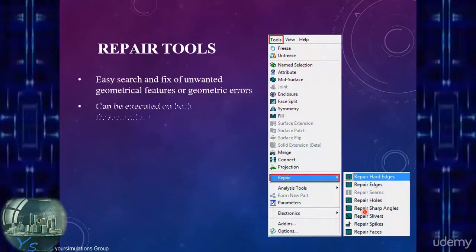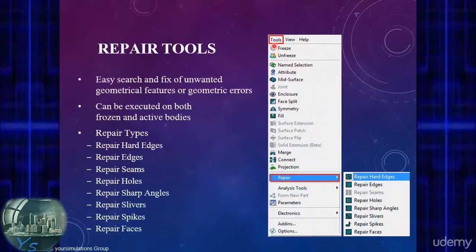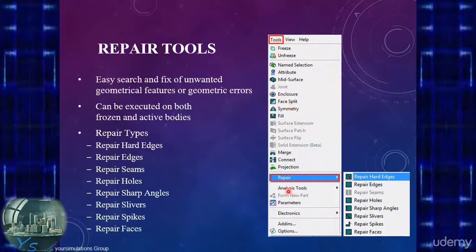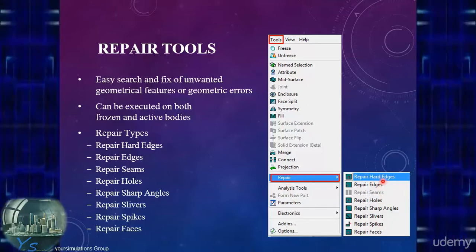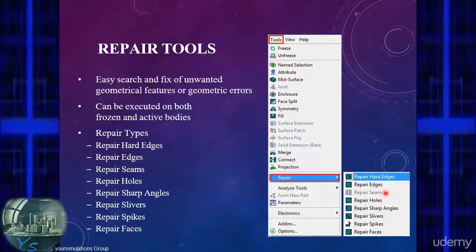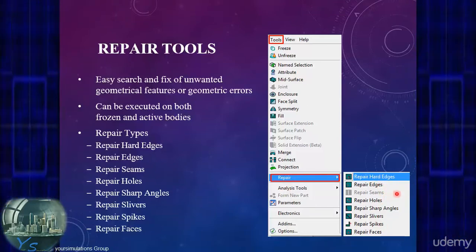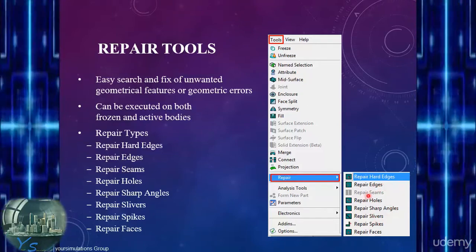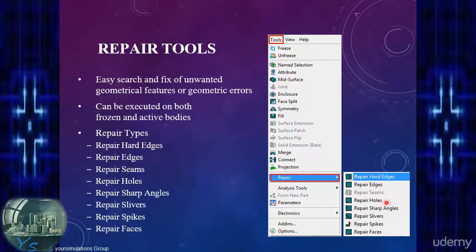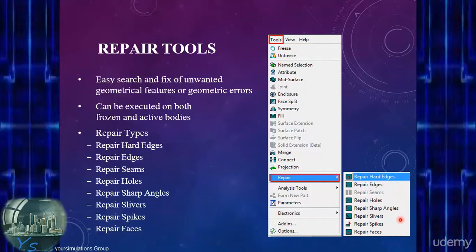The repair tools can also be accessed from the tools drop down menu. So we go to tools, and simply it's the one above the analysis tools, and repair, and then we see all of the repair tool options available here. Now these options can be conducted on both frozen or active bodies, so it doesn't matter what the status or the state of the particular body is.